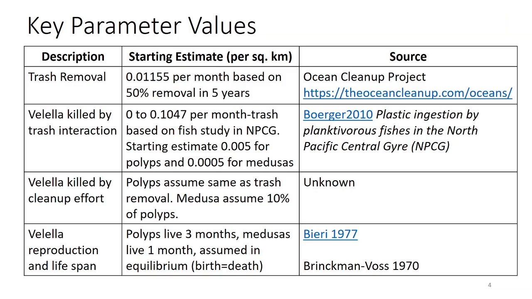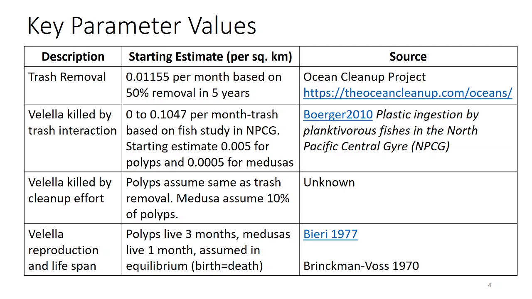So I had to start somewhere with these parameter values. We've seen a lot today that a lot is unknown. And so you're going to see later that these are just starting points, and they're going to show a lot of varied parameter values. So based on this 50% removal in 5 years, which has been talked about a lot, we look at a trash removal rate here.